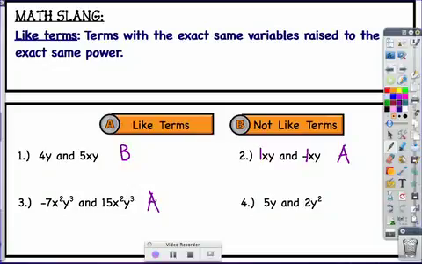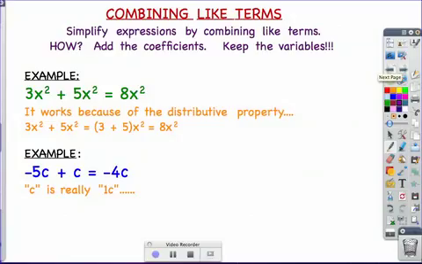Combining like terms. When we simplify expressions by combining like terms, we add the coefficients but keep the powers the same. So 3x squared plus 5x squared is 8x squared. We keep the x squared the same and simply add the 3 plus 5. This works because of the distributive property in reverse.